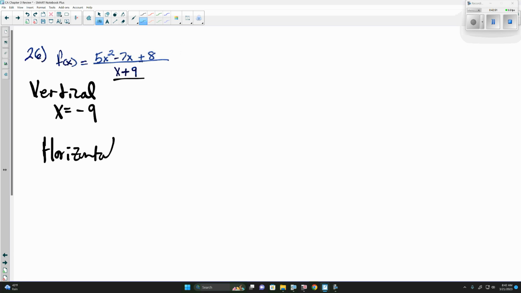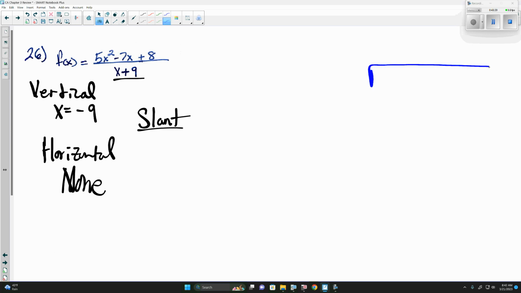Now, technically, the horizontal asymptote is none. We do not have a horizontal asymptote because the degree of the top is bigger than the degree of the bottom by 1. So what we actually have is a slant asymptote. Now, to find the slant asymptote, we need to divide these two. Now, we can divide them by long division.